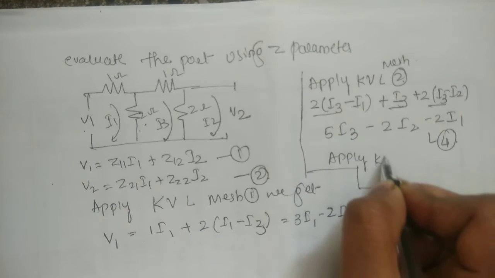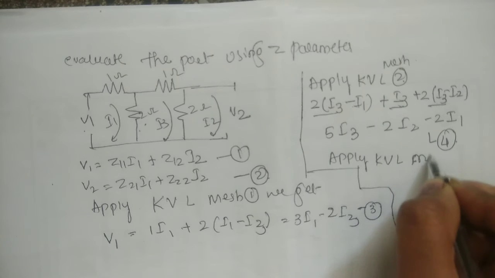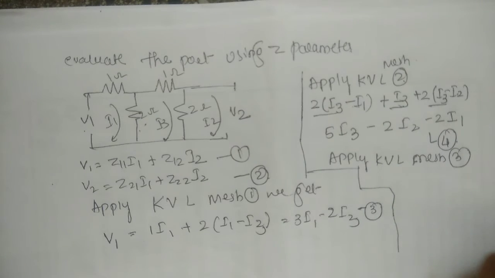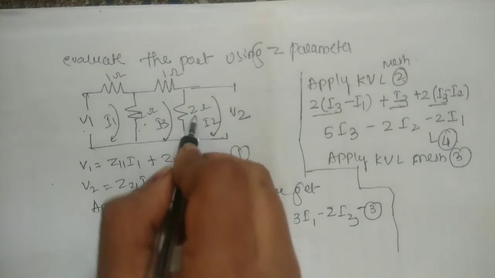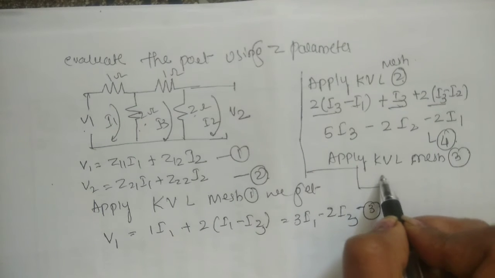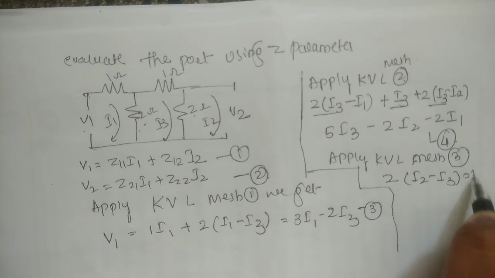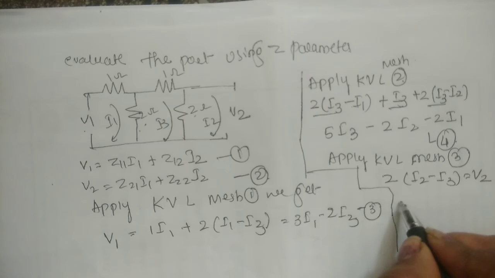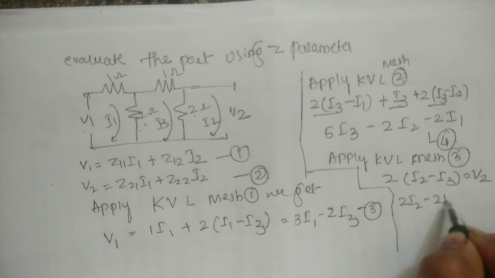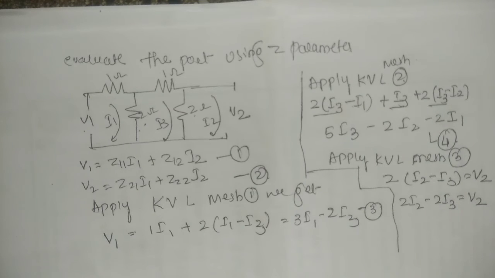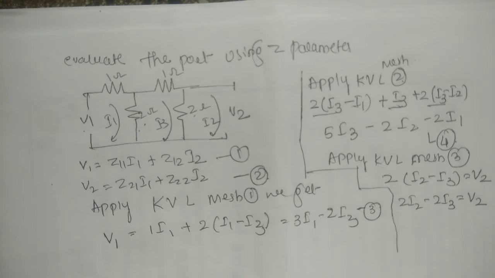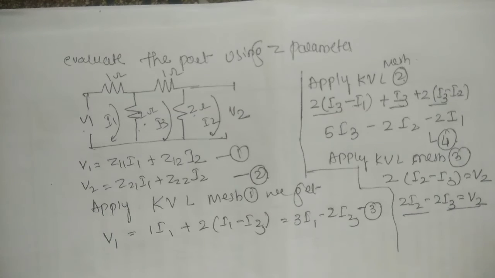Apply KVL to mesh 3. Correct? This one. What will come? 2 I2 minus I3 equals V2. 2 I2 minus 2 I3 equals V2. Correct. By using the equation 1, V2 equals this one. Correct.